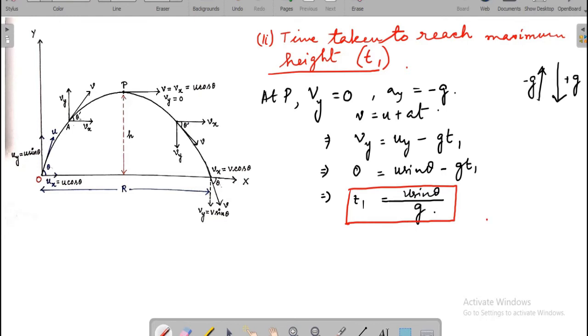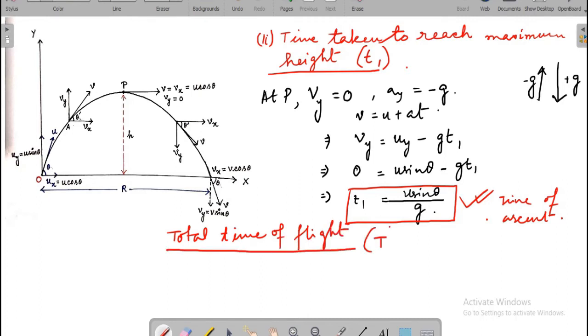This is our time of ascent. Okay. Now, we will find out total time of flight, and that is denoted by capital T. What is time of flight? It is the total time taken by the projectile from the point of projection till it hits the horizontal plane of its projection. The total time taken by the projectile to hit the ground. This is our capital T.